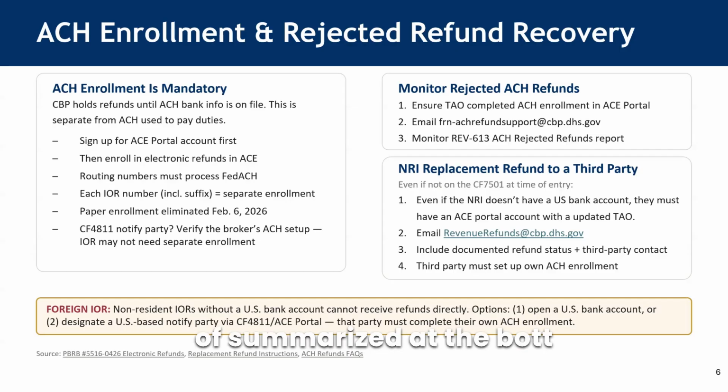Again, kind of summarized at the bottom for you in yellow. If you're a non-resident importer without a US bank account, your option is to get a US bank account and then upload that, or designate a US-based party via the ACE portal on the 4811, and then make sure they complete their ACH enrollment and then email revenue refunds at CBP to update that information, okay?